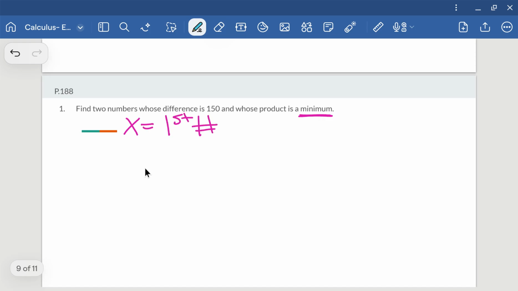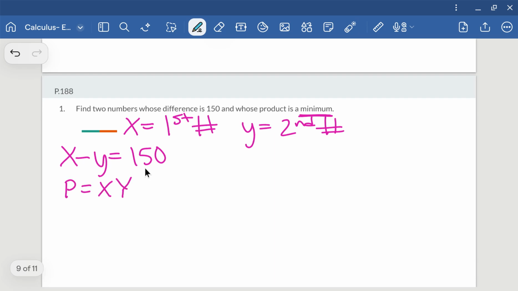And we'll let y equal the second number. Okay, so one of our equations will be x minus y equals 150. The other one of our equations will be for the product, which will matter in a second, will still be x times y, because product means we're multiplying.